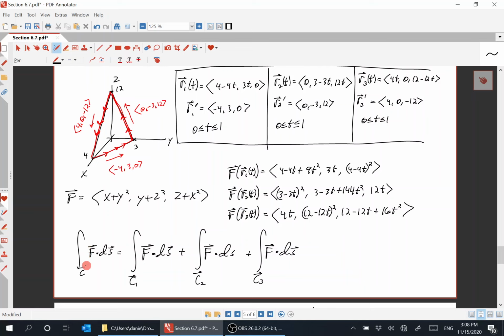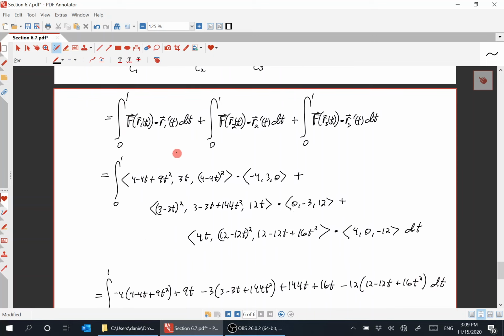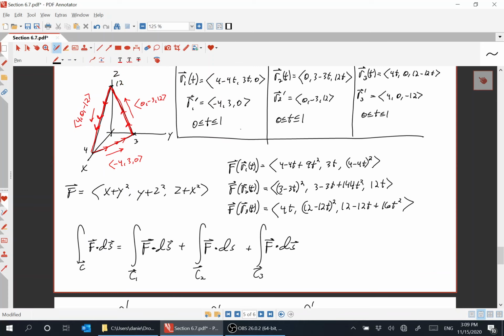So the line integral of f dot ds over c, where c is this triangle, is a line integral over c1 plus over c2 plus over c3, where you have these three parameterizations for those three sides. So that's the integral from 0 to 1 of f of r1 of t dot r1 prime of t dt. Right, that's the definition of the vector line integral: f of r dot r prime dt from a to b for t, which is 0 to 1 for all three.